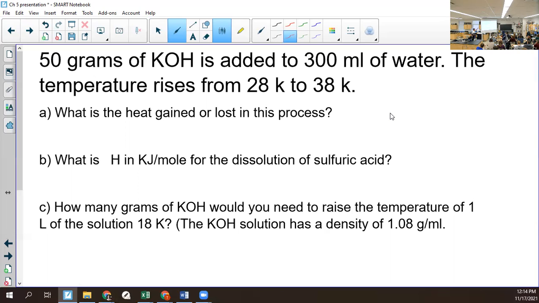Okay, so part A, use Q equals S M delta T. You with me? Yes. Okay, solve that problem. That part I think we were okay with. So you have the grams. It's, remember, water's density is 1.